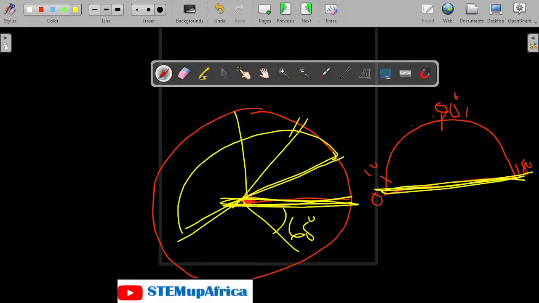So the question actually is for sector, not for percentage. Either way, you now know how to do the two, for percentage and for a sector. So that's how you do for sector.